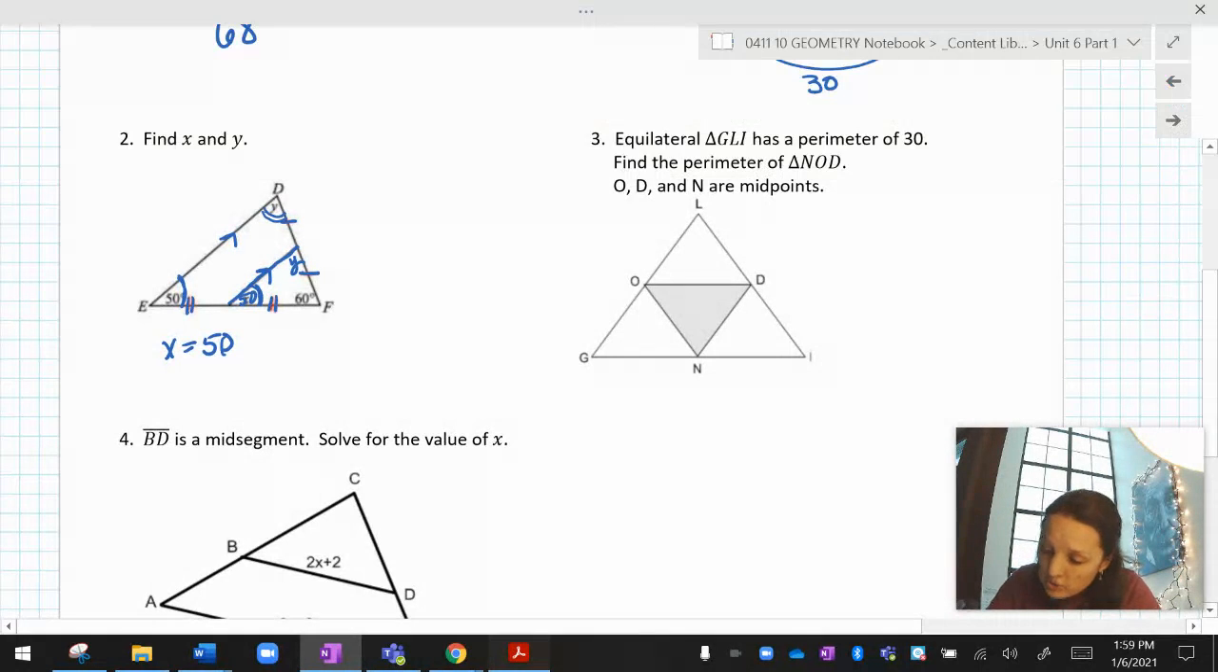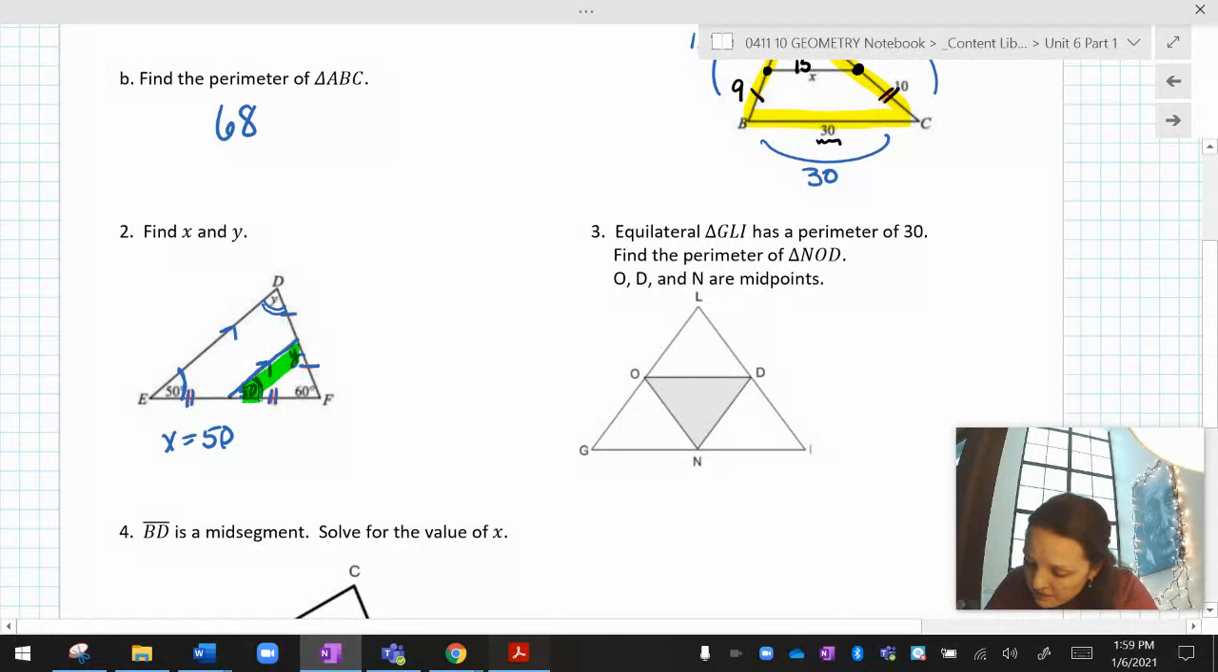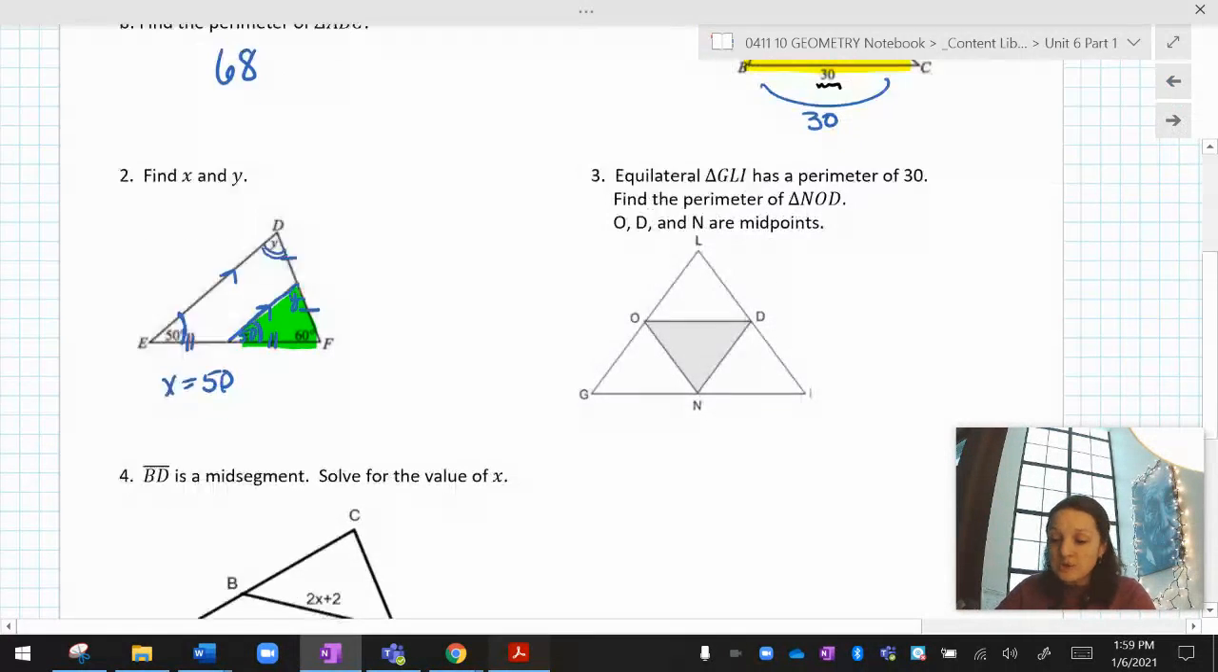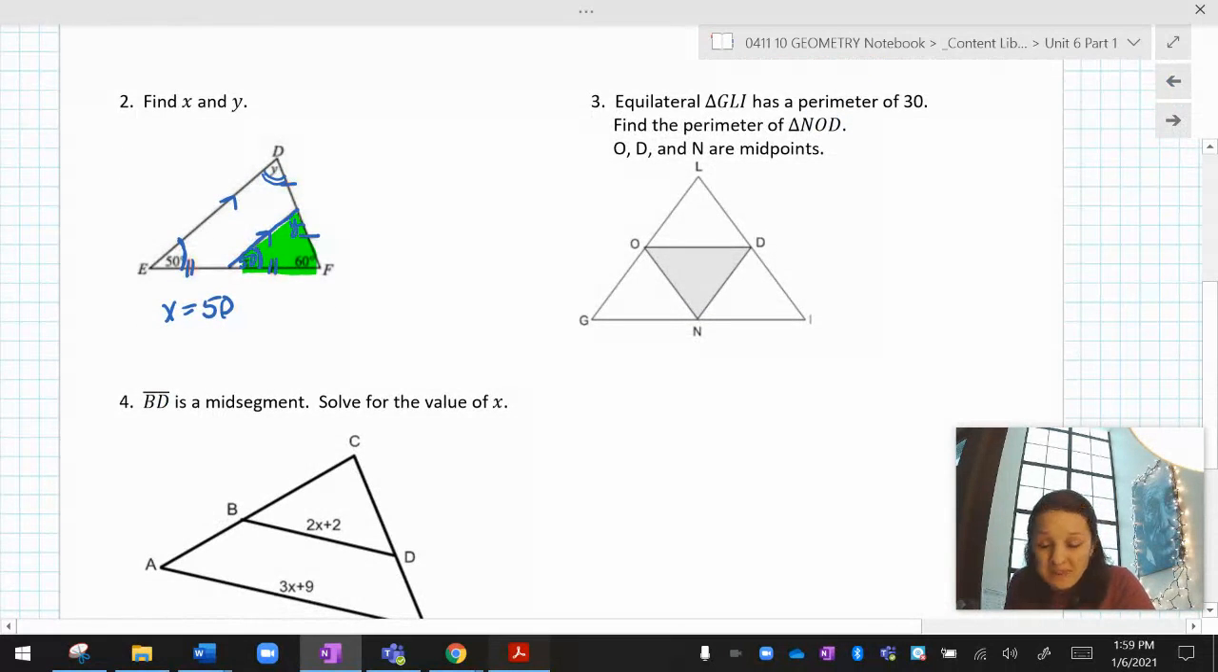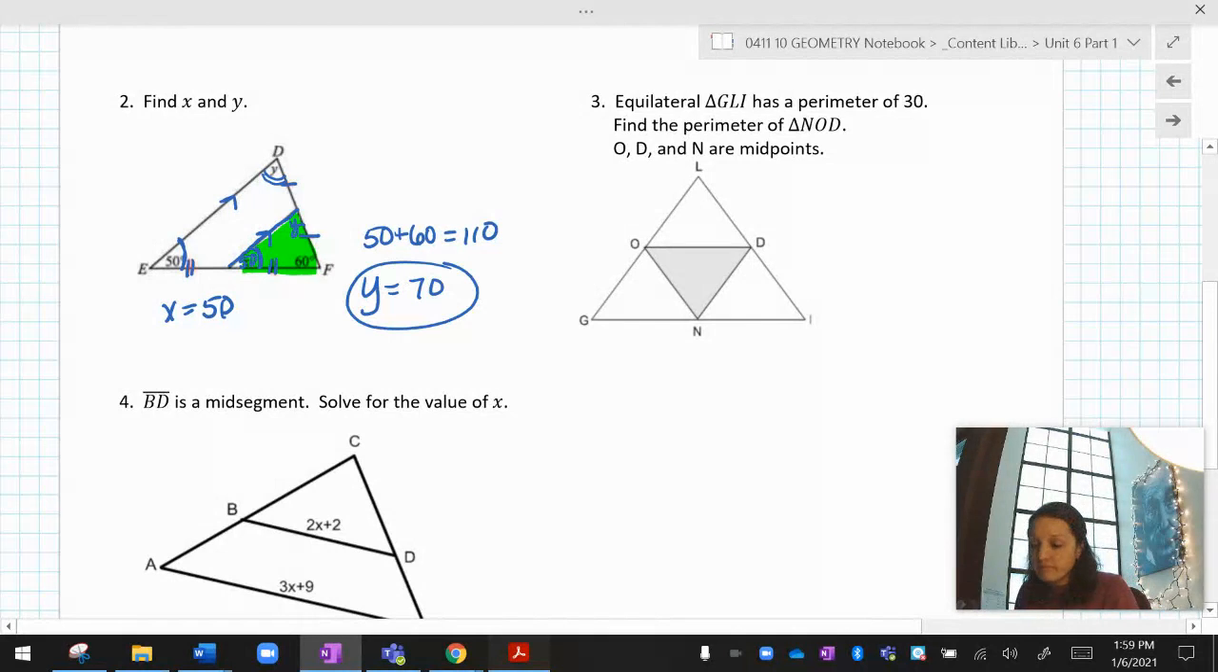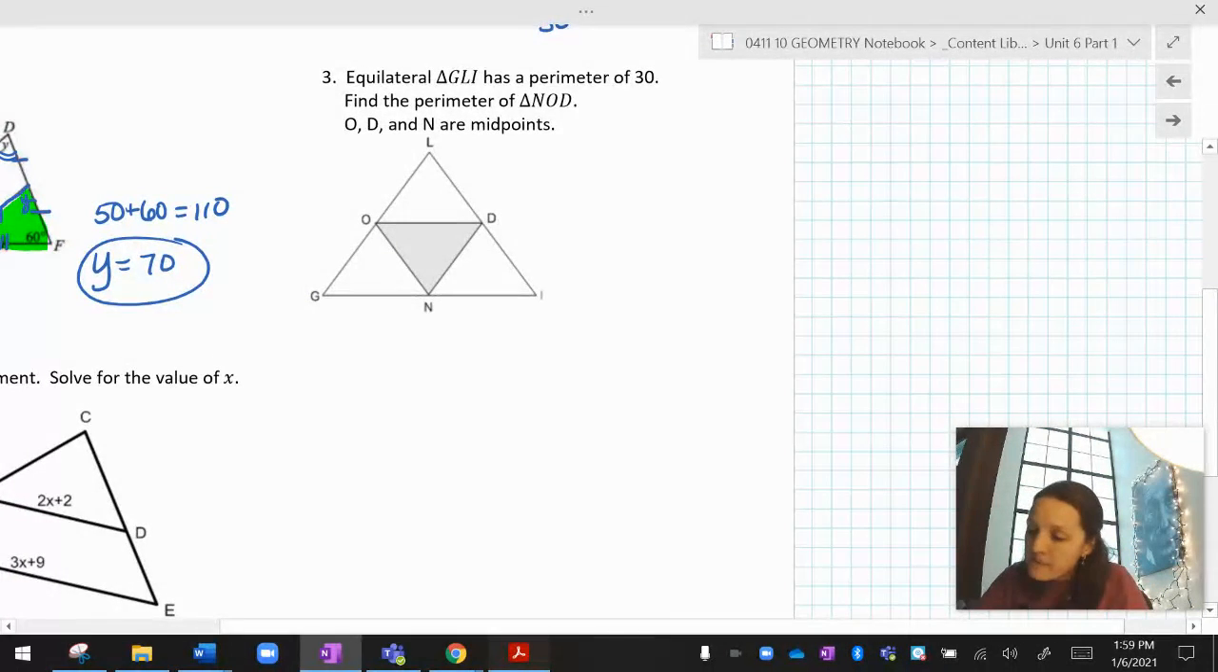But what I do see here is that 50 and the Y and the 60, they're all part of a triangle. And just like what we had learned before, triangle angles have to add to 180. So 50 plus 60 is 110, which means Y has to be 70. All right, so the parallelism leads us to knowing about angles, and then the half the length thing is just half the length.